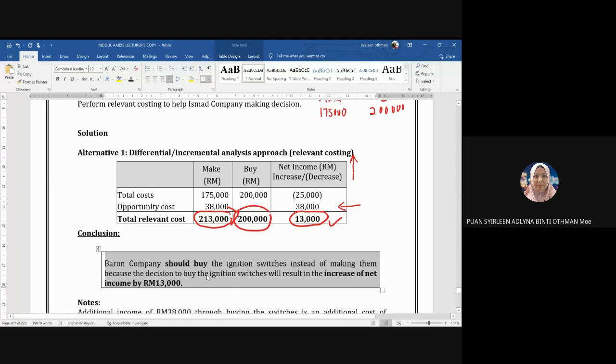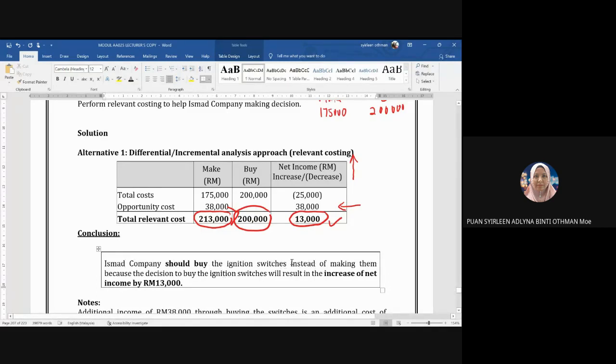Okay, so I'm going to simplify the answer here. Okay, so Baron Company, Baron Company pula. We are still Smart kan? Baron pula begini. Okay, so Smart Company should buy the ignition switches instead of making it.